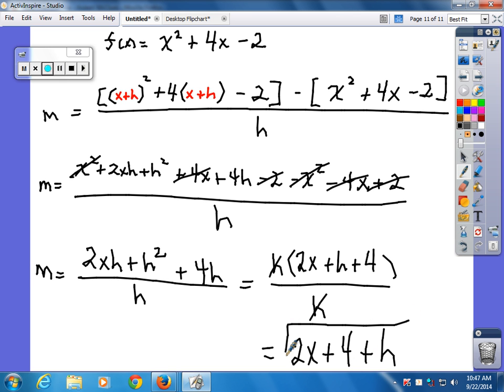And the reason I put the h last is because later it's going to call for calculus. So your answer in Math 110 is 2x plus 4 plus h. In calculus, it's going to be 2x plus 4 as the limit as h approaches 0.